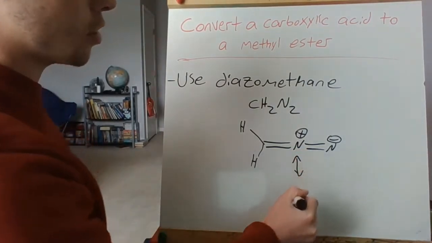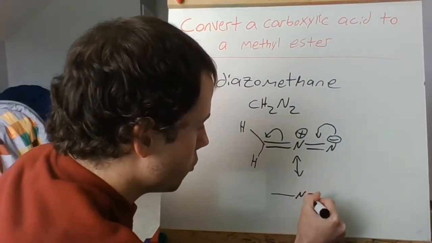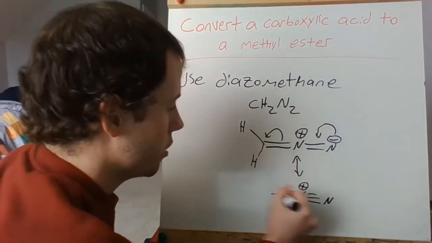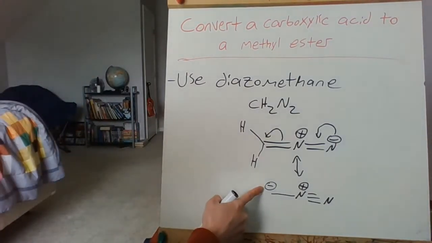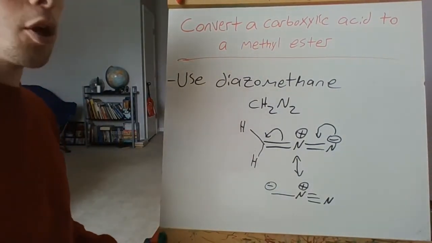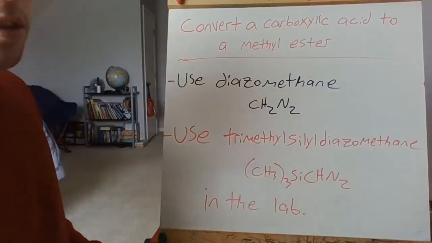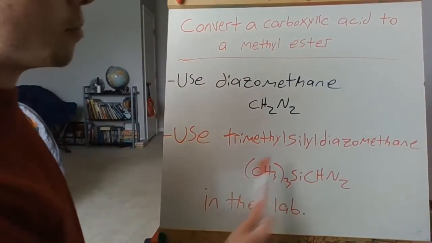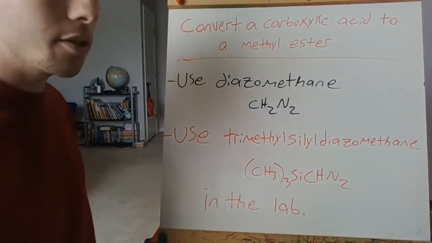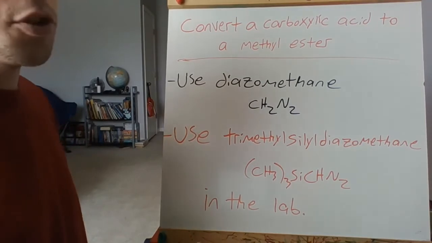It also has a resonance structure where we can move these electrons down and move these onto this carbon. If we draw that out, we have a species that looks like this, and this carbon has a negative charge on it in this resonance structure. This is able to deprotonate carboxylic acids. We don't want to use diazomethane in the lab though, because it might explode. So if any of you go on to be organic chemists, you're going to want to use trimethylsilyl diazomethane, or TMS diazomethane, in the lab. Here's the chemical formula, but for our purposes on paper, you can simply write diazomethane, CH2N2.